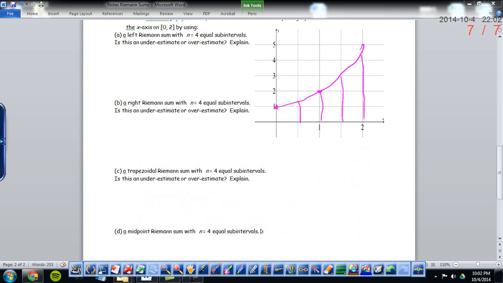Okay, last part is to do a midpoint Riemann sum with 4 equal subintervals. All right, with the midpoint, you have to remember that you've got to go to the middle of your interval, and that is where the height of your rectangle is going to be. So for this first interval between 0 and 0.5, my height is going to be about right here. And then my second rectangle is going to look about like this. And then in the middle of 1 to 1.5, the height's going to be about right here.